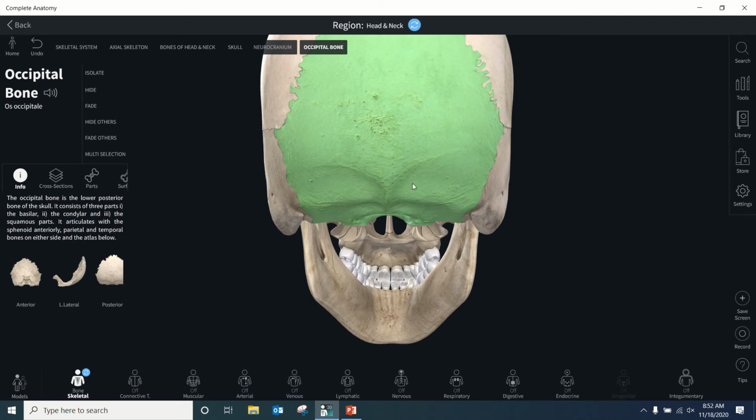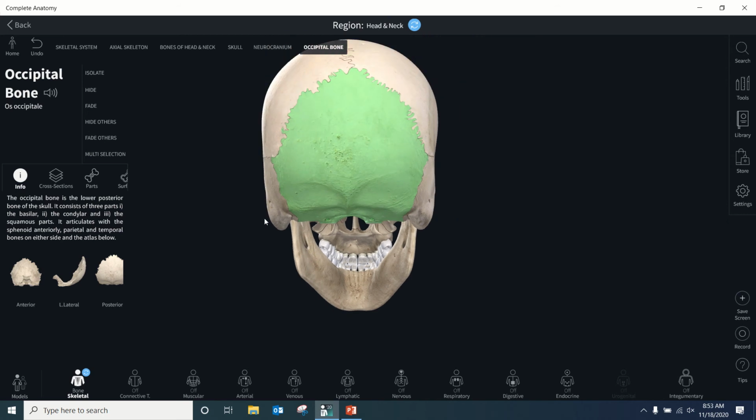Other things though, so you can see these flat areas here, so your traps and some of the neck musculature insert there on the occipital bone, and so they help rotate and also extend the neck and help you look up. So then the next one, I'm going to zoom out a little bit, is our parietal bone.